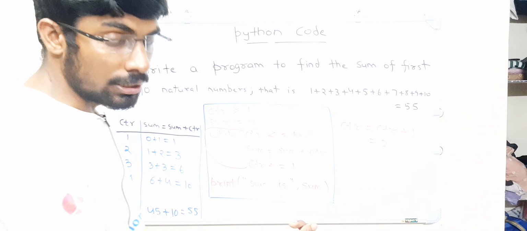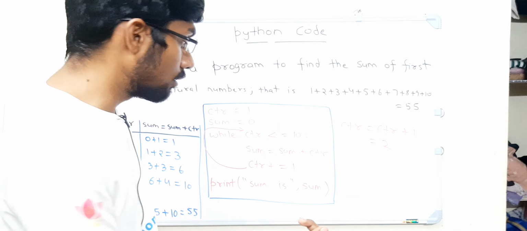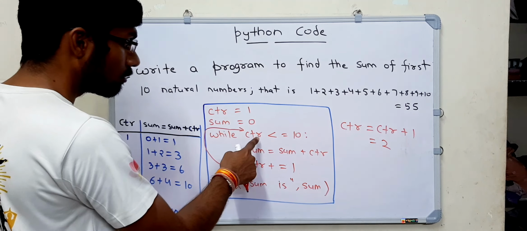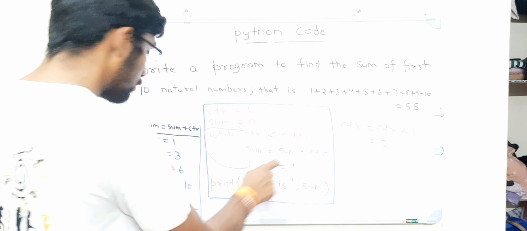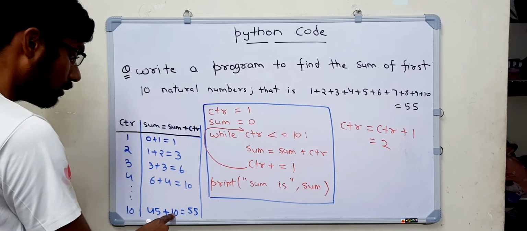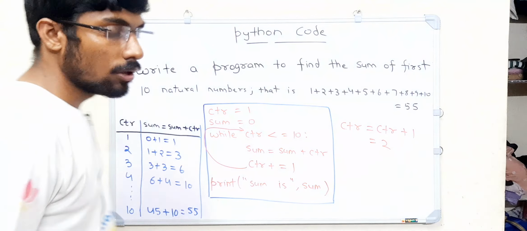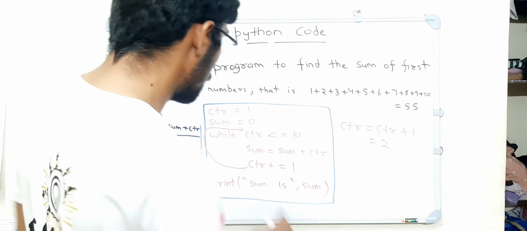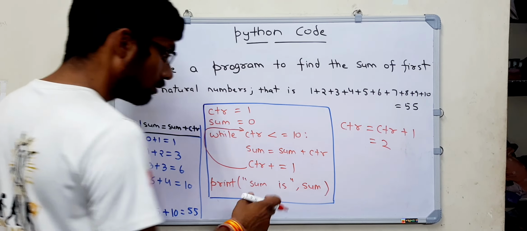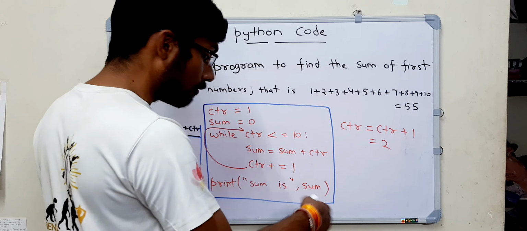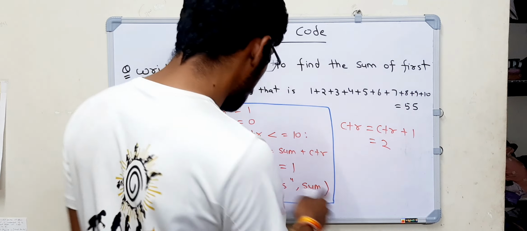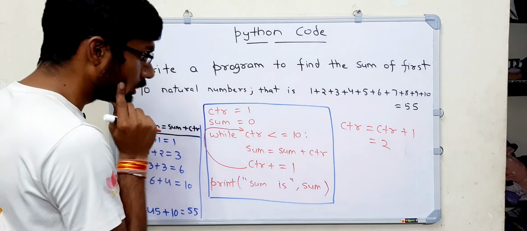So when ctr takes the value 10, 10 is less than or equal to 10, true. So sum equals 45 plus 10 equals 55. My sum value will be 55. Now ctr was 10, so it will be incremented by 1 and become 11. Now it will go to the condition.